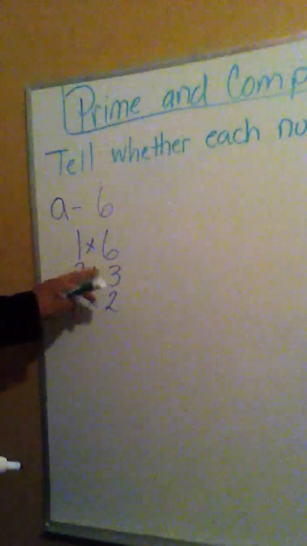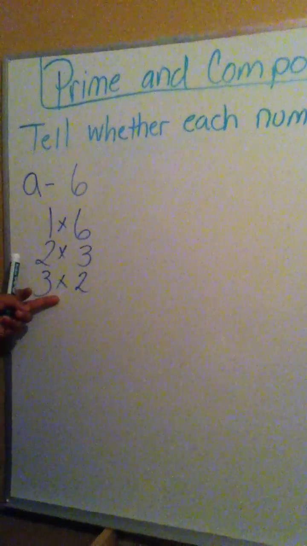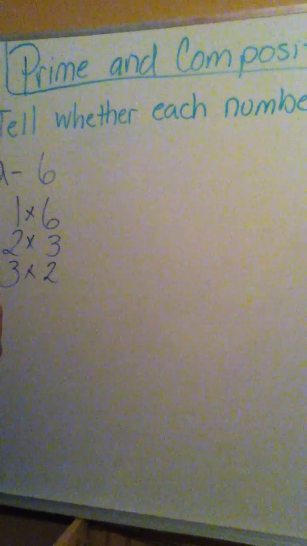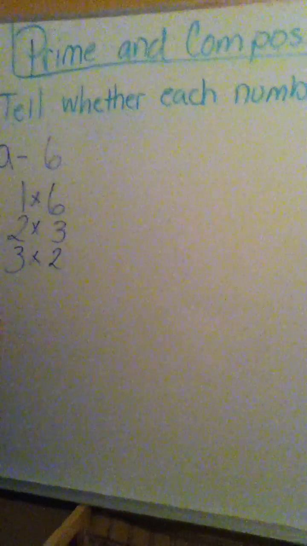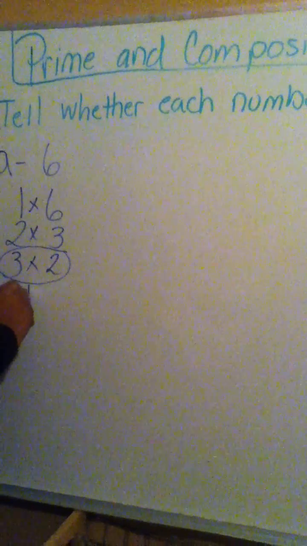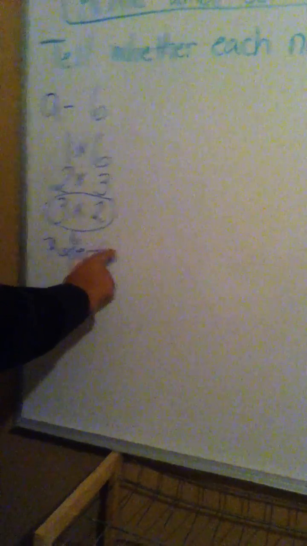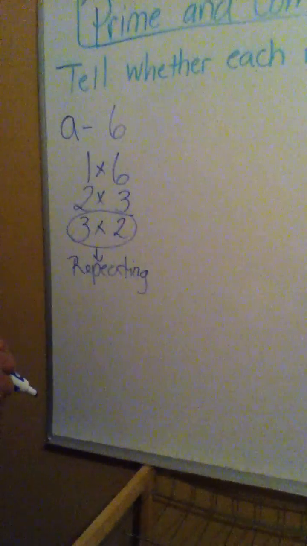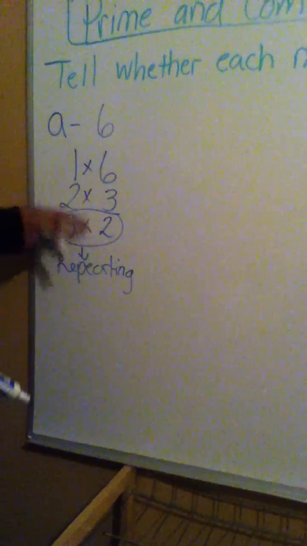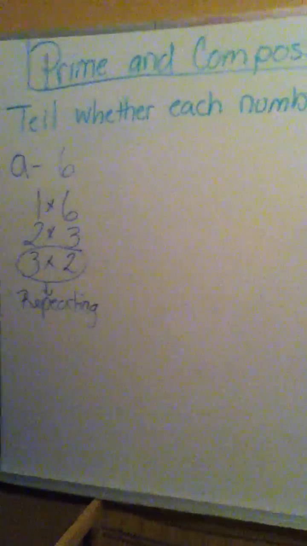Okay, notice our two factors here. We have 2 times 3 and 3 times 2. 2 times 3 is the same as 3 times 2. The only difference is our numbers are just switched around. If the only difference is that our numbers are switched around, that means our factors are repeating. When our factors start repeating, that means we have found all of our factors. We can stop. We don't even need to write this one down because we already have it here.